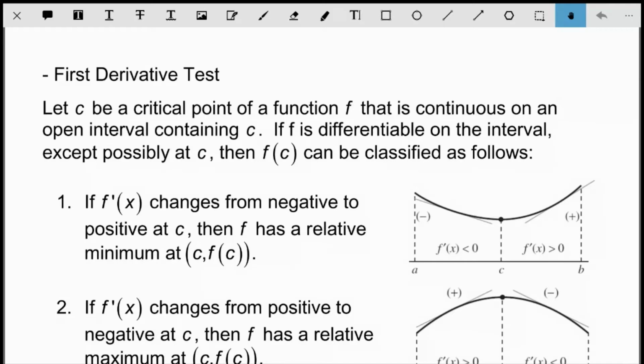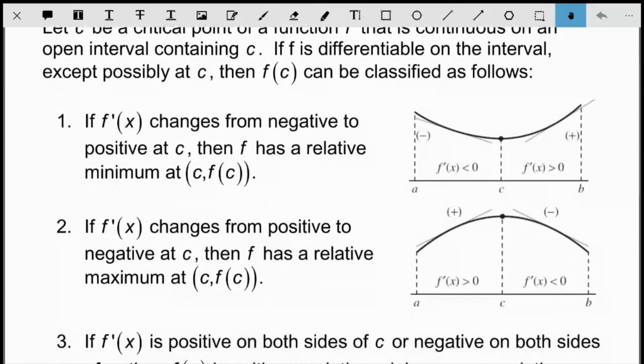We're going to talk about what's called the first derivative test. The first derivative test is going to use that idea of a critical point that I was just mentioning, and we're going to use that to figure out how we find a maximum or a minimum if we know where we have a critical point. And this is the way that it works.